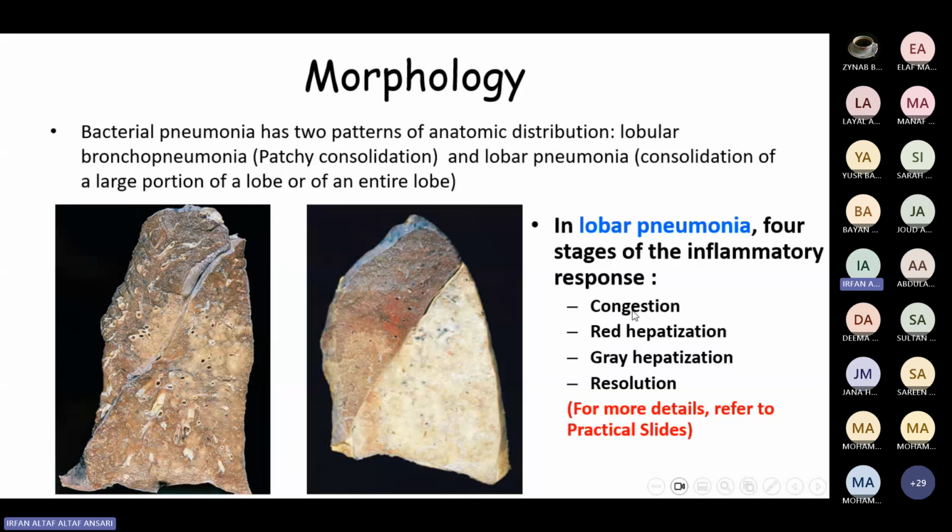In the initial phase, congestion. After congestion, there are a lot of RBCs in the lung parenchyma, so it looks a little bit red in color, so we call it red hepatization. Later on, these RBCs get cleared by the macrophages and there is more fibrin deposit, so the color looks gray, so we call it gray hepatization. And the fourth phase is resolution. So these are the four phases, very, very important for you to remember these names: congestion, red hepatization, gray hepatization, and resolution. For more detail, we will discuss this in the practical slides.